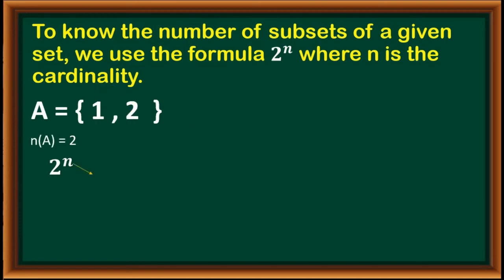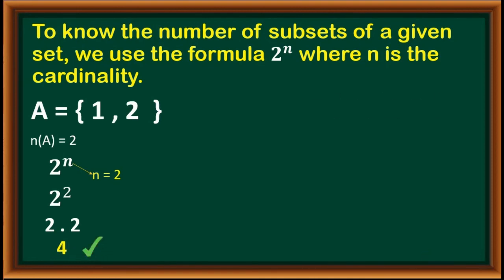So, what are you going to do with that? Substitute only. So, n is equal to 2, so therefore, that is 2 raised to 2. When there is an exponent, it tells you how many times you are going to use the base as a factor. So, that is 2 times 2. So, therefore, that is equal to 4. So, if our elements are 2, our subsets is equal to 4.